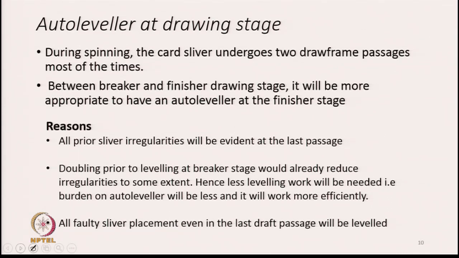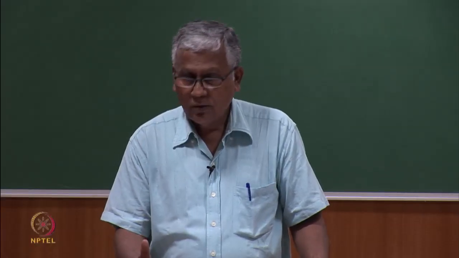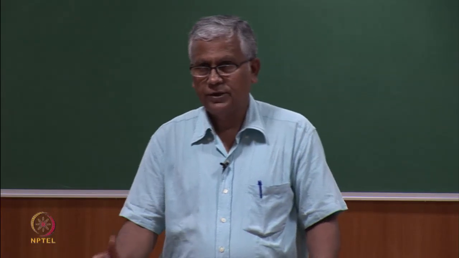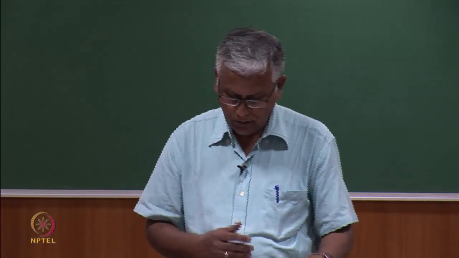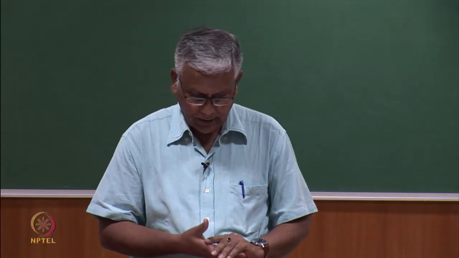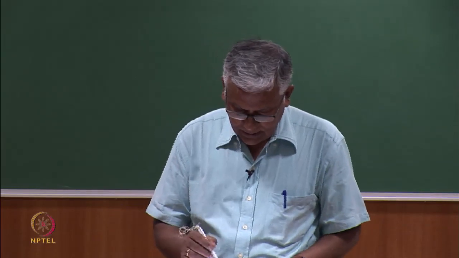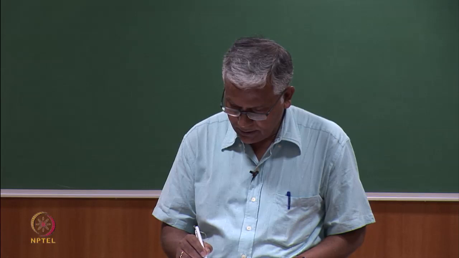During spinning, the card sliver undergoes two draw frame passages most of the time. One is the breaker draw frame passage and the other is the finisher draw frame passage, which we have discussed earlier. Between the breaker and finisher drawing stages, it will be more appropriate to have an auto leveler at the finisher stage. Because we have a choice on the draw frame, that is, whether we should keep the auto leveler with the breaker draw frame or with the finisher draw frame, if we analyze this point, we can say that the finisher stage is better.